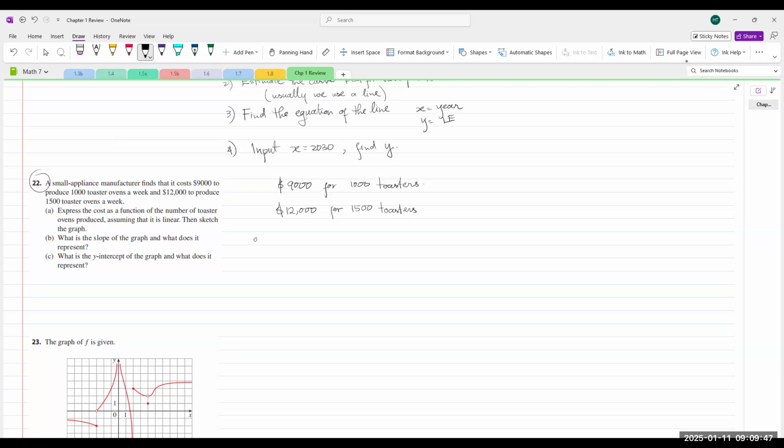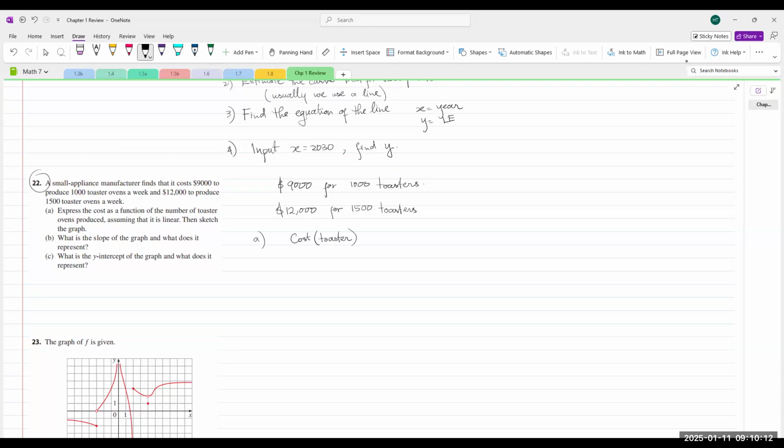Now, part A, express the cost as a function of the number of toasters, assuming that it is linear, and sketch the graph. Oh, okay. So we want the cost as a function of toaster. So the input is toaster. The output is cost.